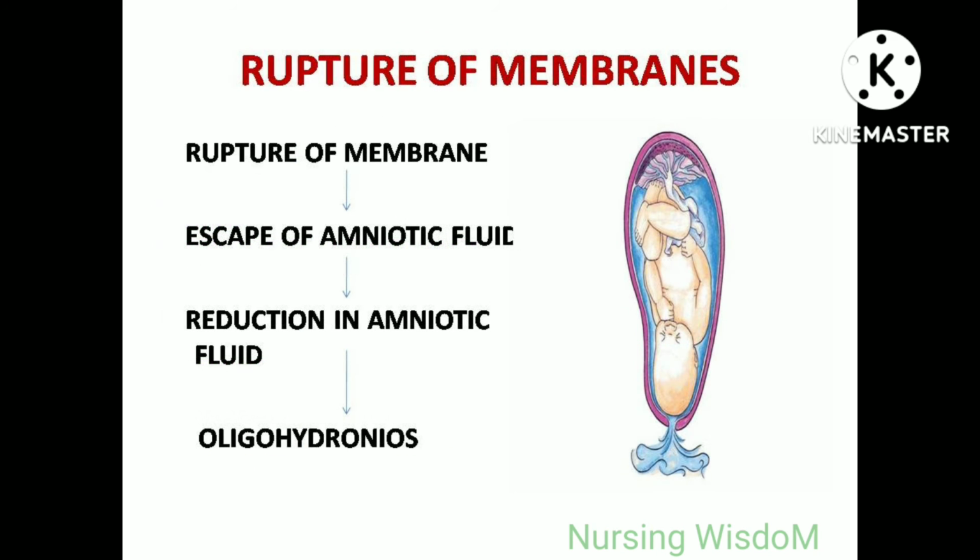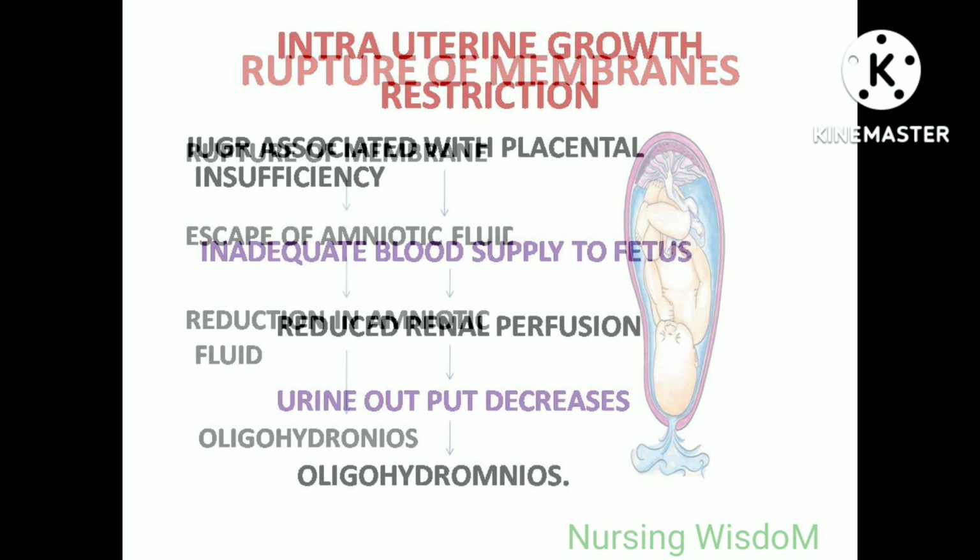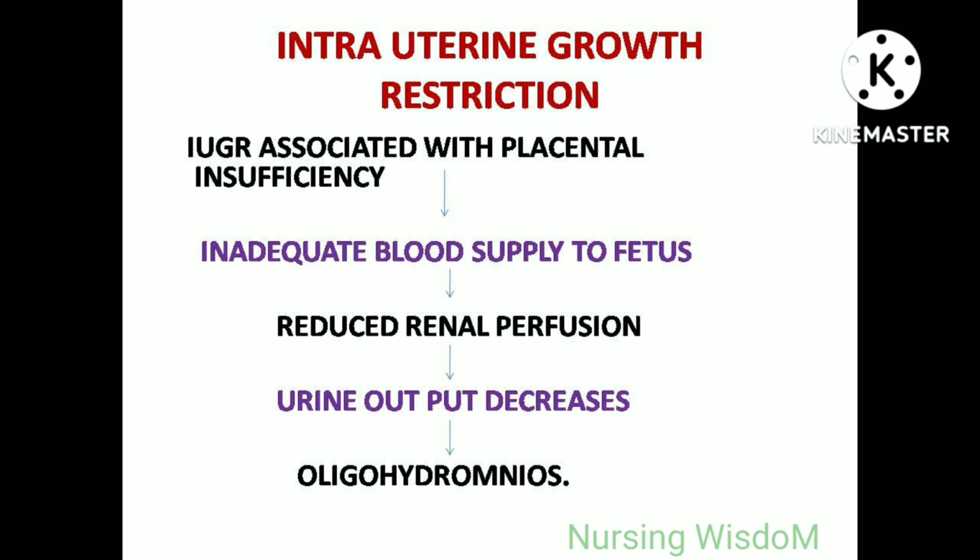Next is rupture of membrane. Rupture of membrane causes escape of amniotic fluid, leads to reduction in amniotic fluid and causes oligohydramnios. Next one is intrauterine growth restriction. IUGR is associated with placental insufficiency that will cause inadequate blood supply to the fetus and leads to reduced renal perfusion and urine output decrease and causes oligohydramnios.